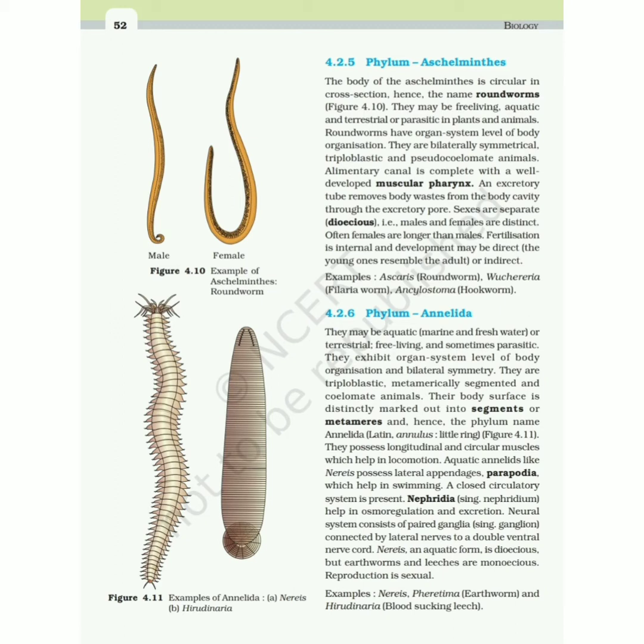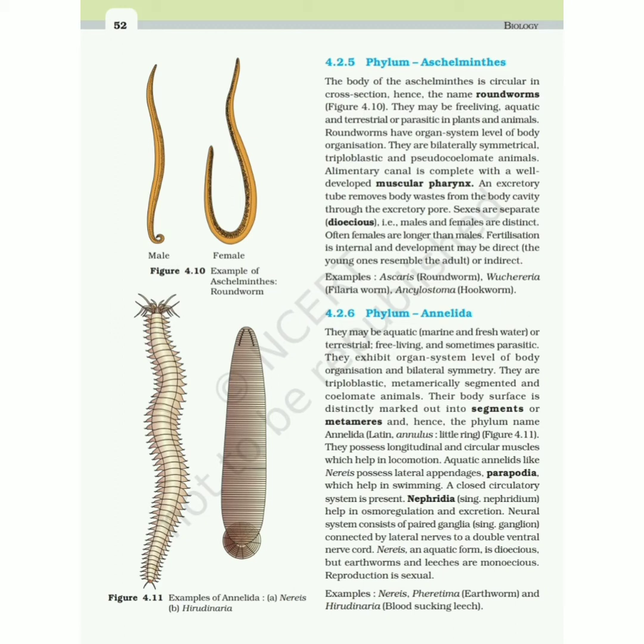Sexes are separate, dioecious, i.e., males and females are distinct. Often females are longer than males. Fertilization is internal and development may be direct, the young ones resemble the adult, or indirect. Examples: Ascaris, roundworm; Wuchereria, filaria worm; Ancylostoma, hookworm.